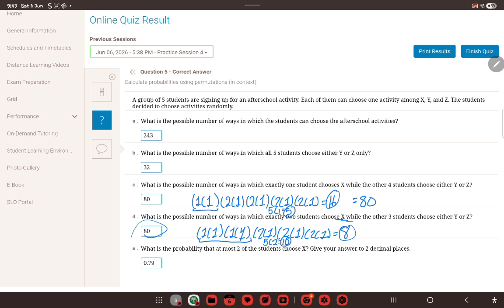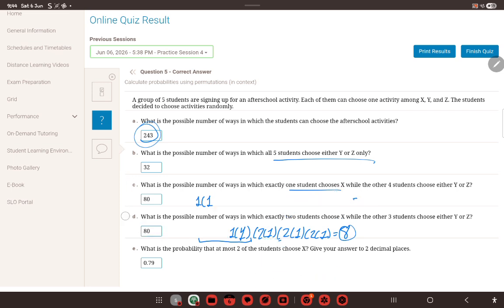Now they want what is the probability that at most 2 of the students choose X, which is 0, 1, or 2. We found these in the last 3 parts. This is 2X, this is 1X, this is 0X. So we do 32 plus 80 plus 80, we get 192, divided by the total, which is 243. We should get, to 2 decimal places, 0.79.